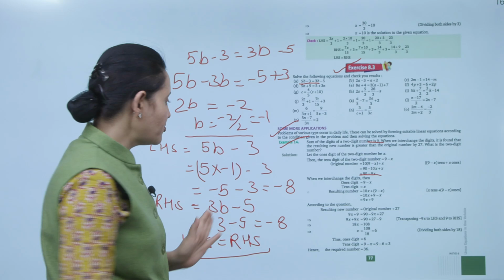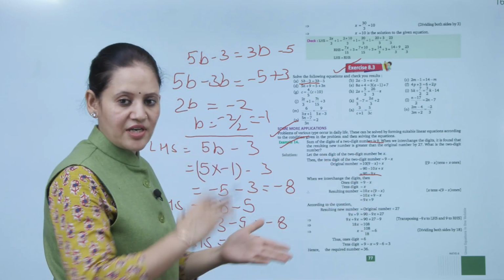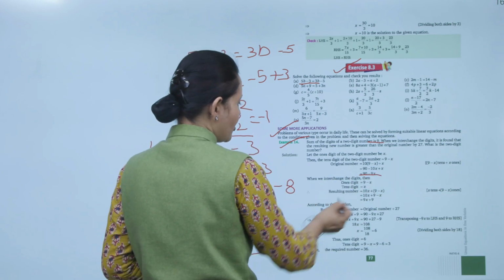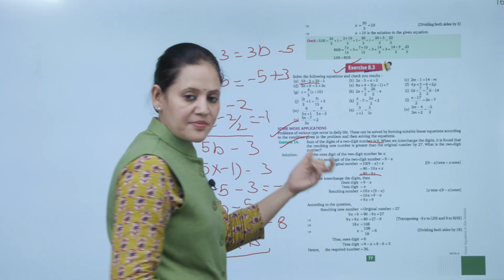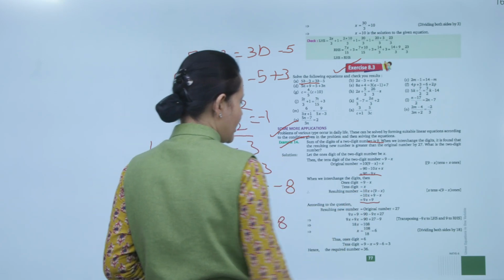Now according to the question we have to interchange the digits. It means the ones digit comes to the tens place and the tens digit to the ones place. So the ones digit becomes 9 minus x and the tens digit is x. Since x is in the tens place, multiply by 10: 10x plus 9 minus x. Solving, 9x plus 9.